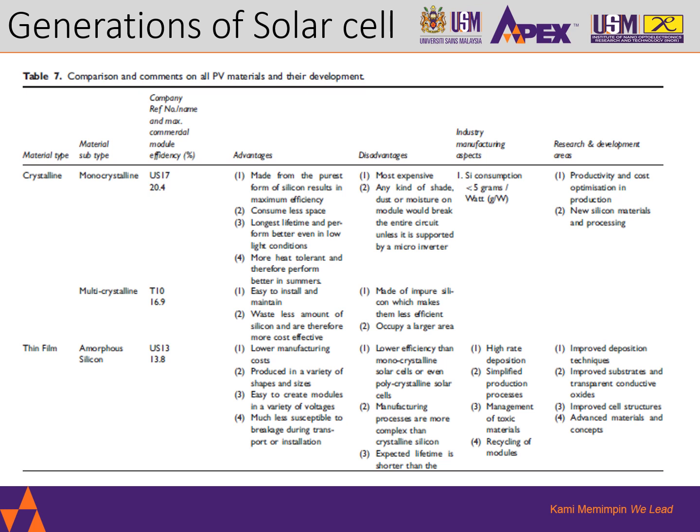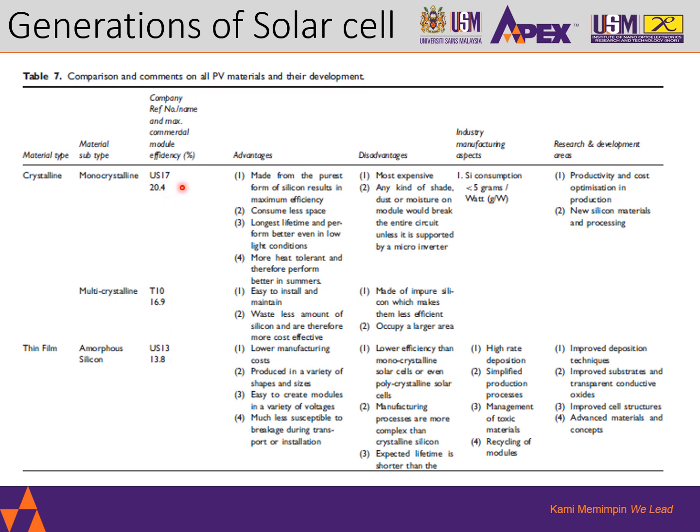Generations of solar cells and comments on PV materials and their developments. So for example, these are the efficiency comparison, the disadvantages and advantages, and their recent development in comparison with the other types of material. For example, this one is silicon. Okay, so the first one is monocrystalline, polycrystalline, and also the amorphous silicon.